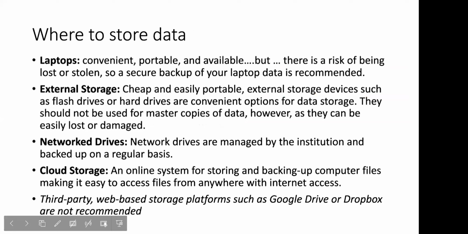Where to store your data? You have lots of options. Laptops, of course, are convenient, portable, available, but they could be stolen. So always have a secure backup of the data on your laptop.